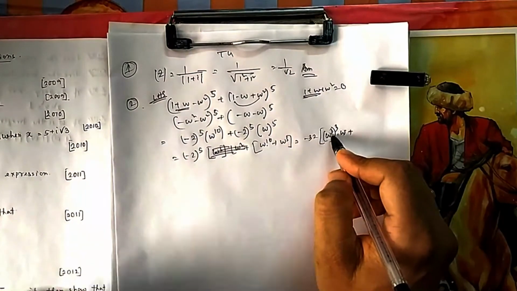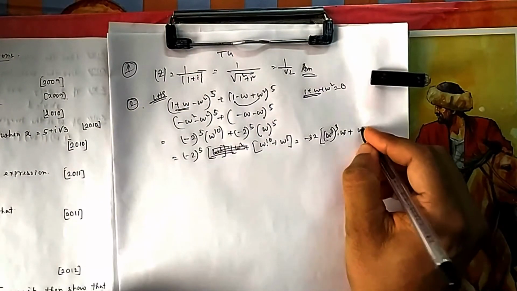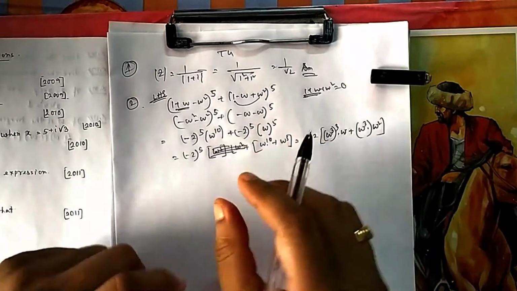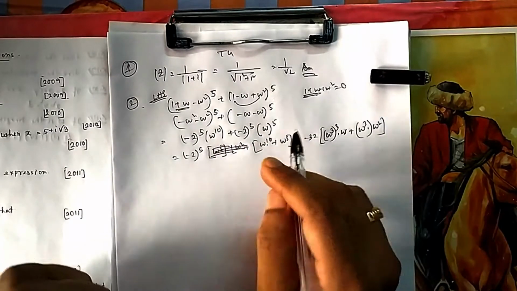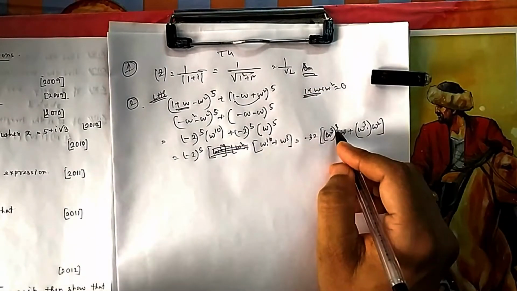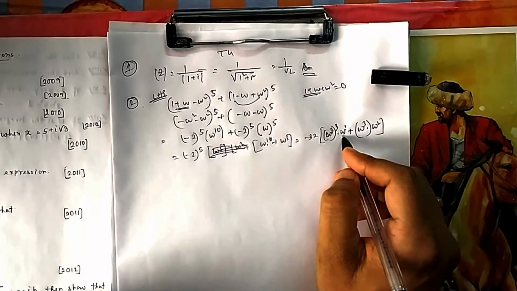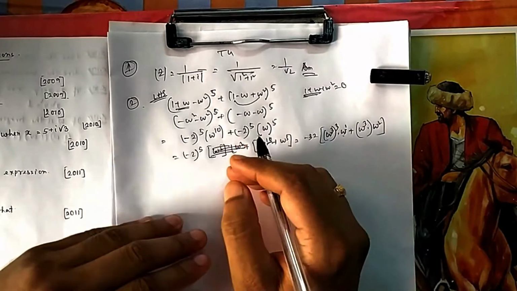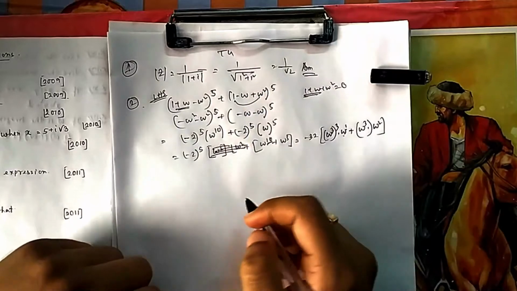Why am I going for omega cube? Because omega cube is 1. So I will always go to omega cube and I will write as close as I can reach up to 10, which is a multiple of 3. So I have reached up to 9, 1 extra, that's why I have written 1. You reach as close as that power you can be in terms of multiples of 3.